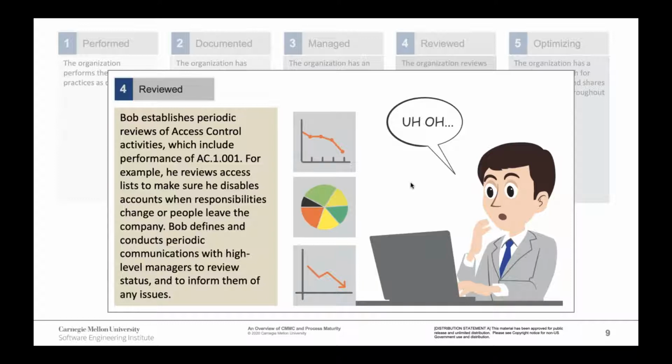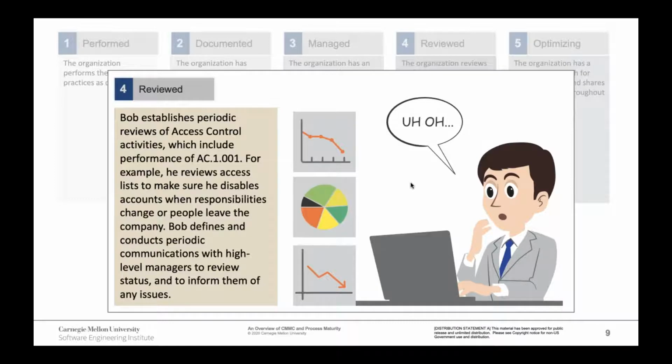So he collects his metrics and he performs periodic reviews on his access control activities. And if he finds issues, he takes action against those issues. In addition to that, he also sets up periodic communication with his higher level managers to inform them of the status of access control activities, as well as any issues that may arise around these activities so that they can be properly addressed by management.